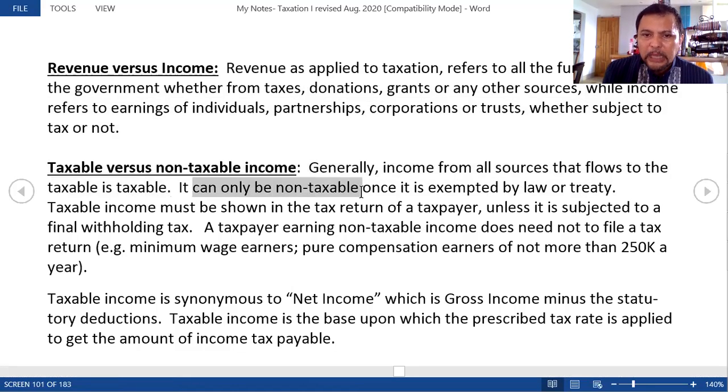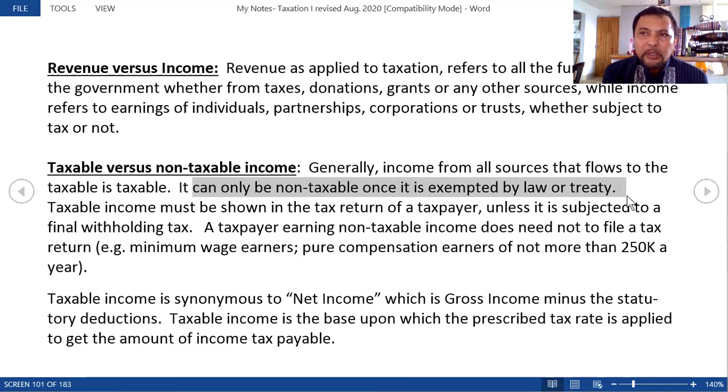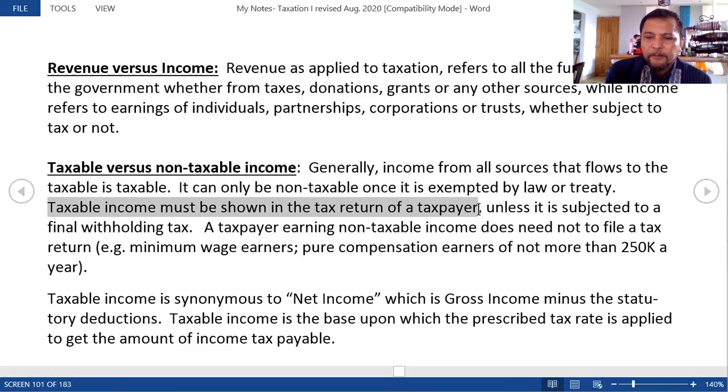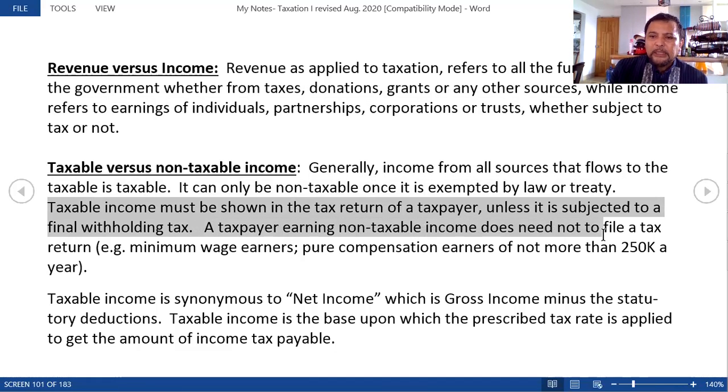But it can only be non-taxable once it is exempted by law or treaty. So if there's a law exempting the income, like what I've said, the 13th month pay, or treaty, then the income becomes non-taxable. So taxable income must be shown in the tax return unless it is subjected to final withholding tax, like interest or capital gains tax. So a taxpayer earning non-taxable income is not needed to be shown in the income tax return.